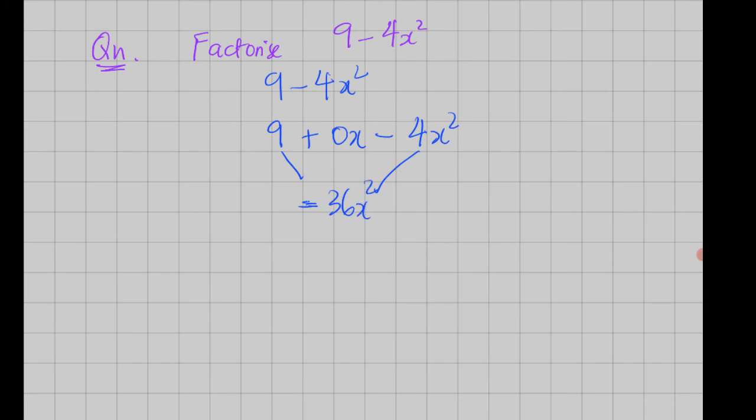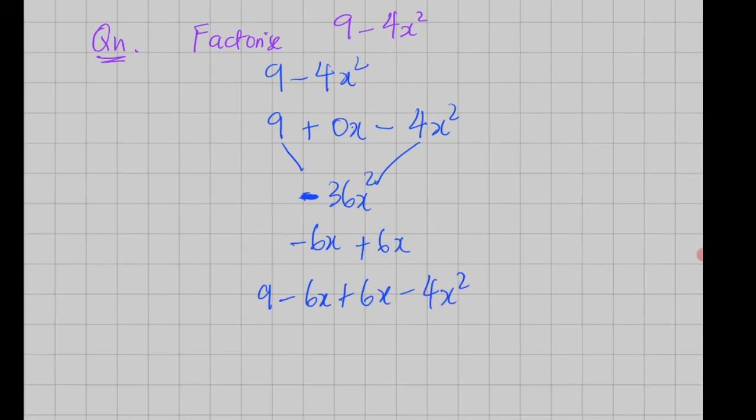And we look for two numbers which, when we multiply them, we get negative 36x squared, but when we add them, we get 0. So what are those numbers? These are negative 6x and positive 6x. So we replace the 0x with these, and what we get is 9 minus 6x plus 6x minus 4x squared, right?